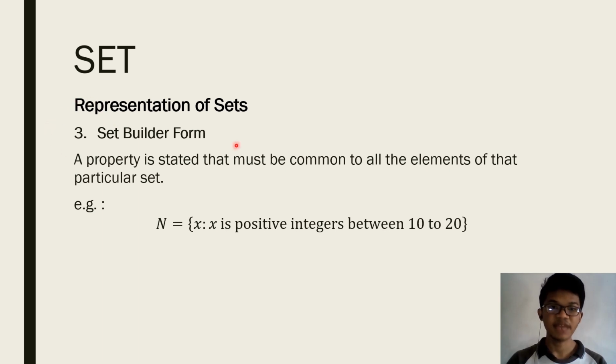And the last is set builder form. Here, a property is stated that must be common to all the elements of that particular set. For example, you want to write a set of positive integers between 10 to 20. You can write like this. We read the set builder form as N is the set of all x such that x is a positive integer between 10 to 20. The brackets denote the set, while the colon denotes such that.